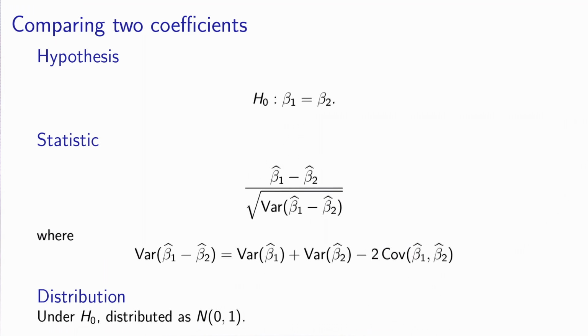The idea of the t-test is exactly the same. You calculate a statistic. This statistic is given as the difference of the two coefficients divided by the square root of the variance of this difference. You can apply the formula for the variance in order to obtain this calculation here. And this statistic, again, is distributed as a normal 0, 1 if the null hypothesis is true.